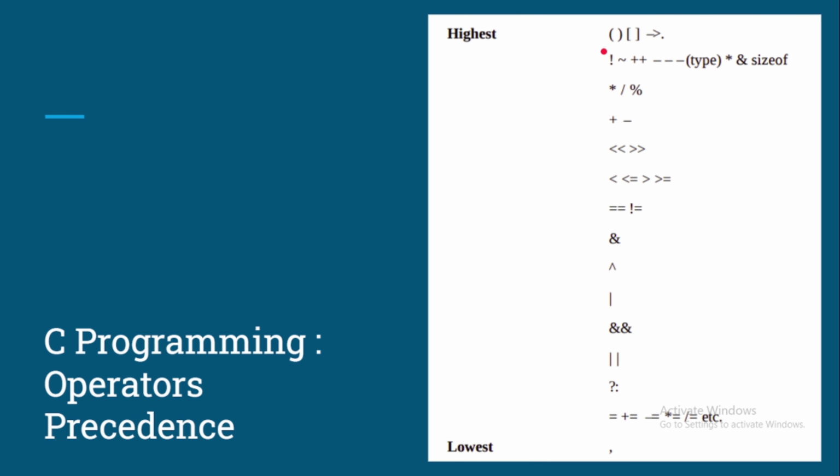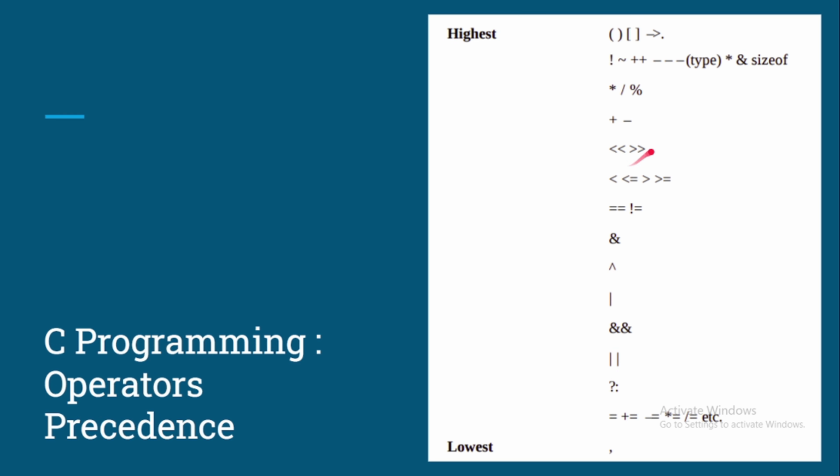So the same logic is here. We first solve our brackets, and for structures or pointers we use the dot operator and the arrow operator. These have the highest priority in C programming. Then we have not, the bitwise operator, increment operator, and decrement operator. Then we have type cast, star pointer, then sizeof. These kinds of operators come second. After that we have the arithmetic operators: multiplication, divide, and remainder have a high priority, then addition and subtraction.